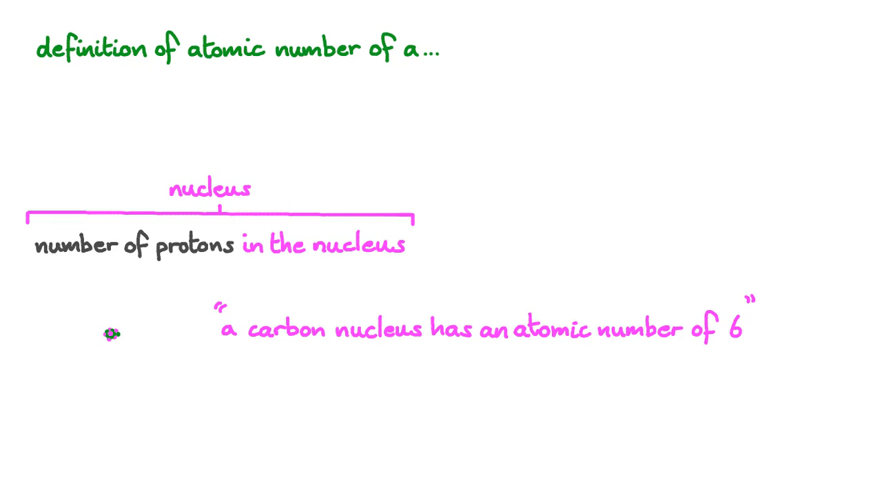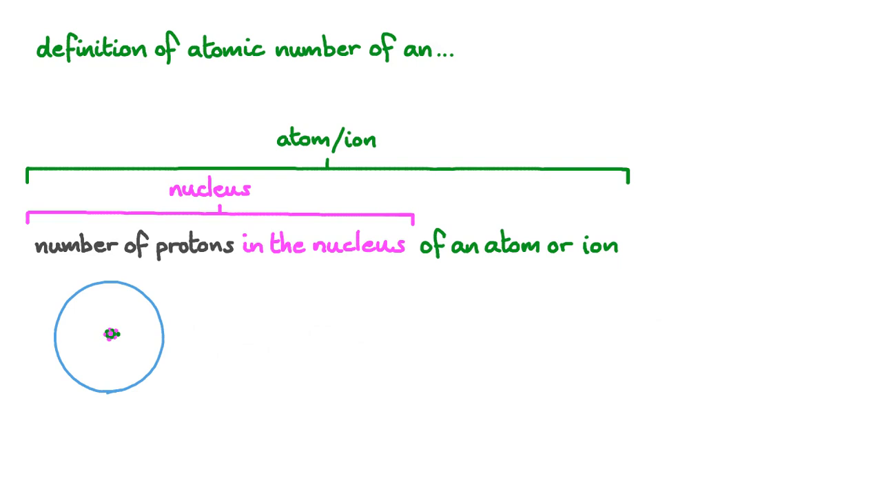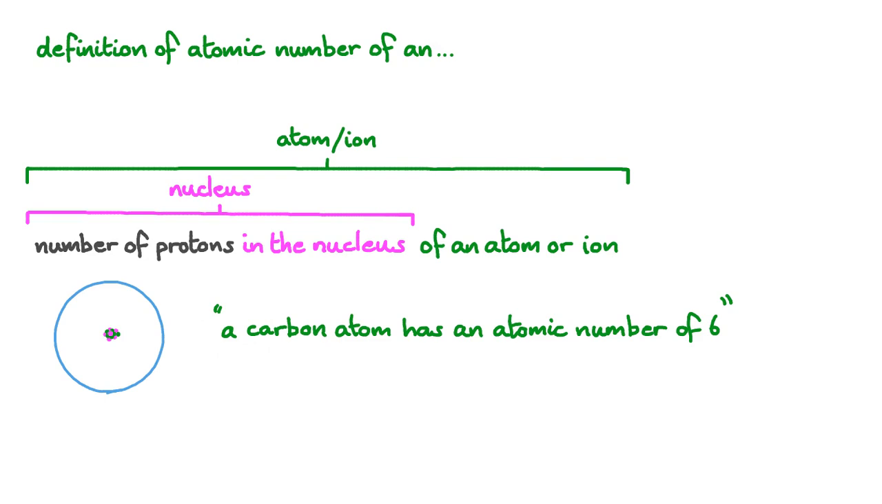But what if we're not looking directly at the nucleus, instead we're looking at an atom or an ion? If we're talking about the atomic number of an atom or a simple ion, then the atomic number is the number of protons in the nucleus of that atom or ion. Therefore, for a carbon atom, we'd say a carbon atom has an atomic number of 6.